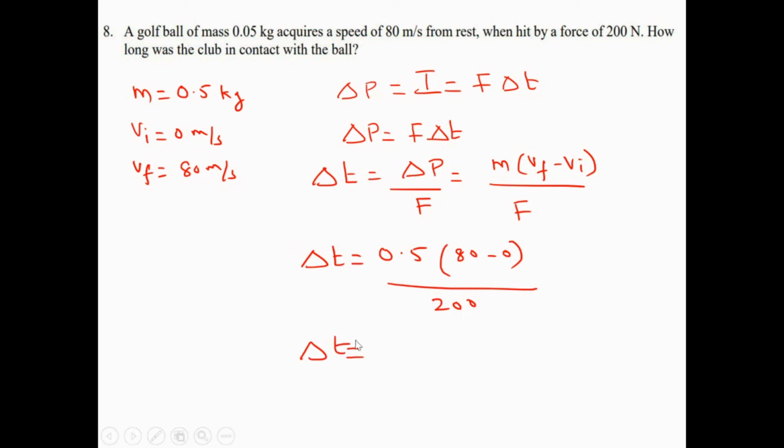So the delta t value is 0.5 multiplied by 80 divided by 200. So the time is 0. What's the answer? Oh sorry, the ball mass is 0.05. Am I right? Ball mass is 0.05. So what's the answer? The time is 0.02 seconds. So this is the answer for the 8th question. So delta t, this much time is taken by the force to reach this speed of 80 meters per second.